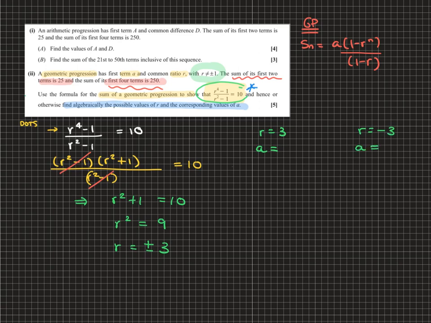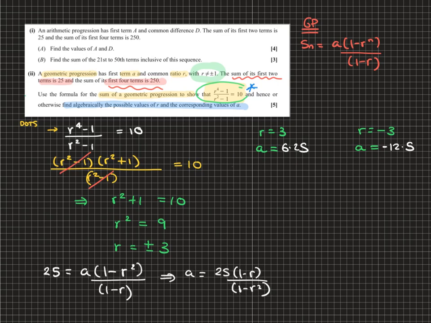We can use one of the equations we had previously. For instance, 25 equals a(1 minus r squared) over (1 minus r), which we had rearranged to tell us that a equals 25(1 minus r) over (1 minus r squared). So substitute these values of r in and let's work out a. So if r equals 3, a equals 6.25, and if r equals -3, a equals -12.5. Make sure you're working these answers out yourself and not just copying them down.